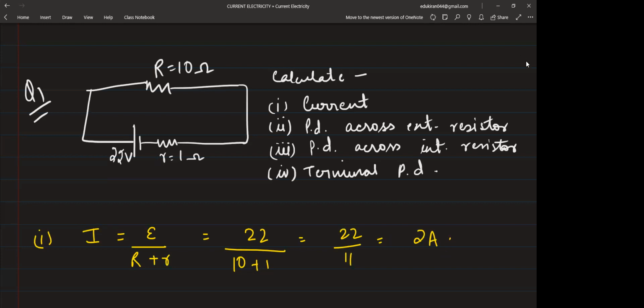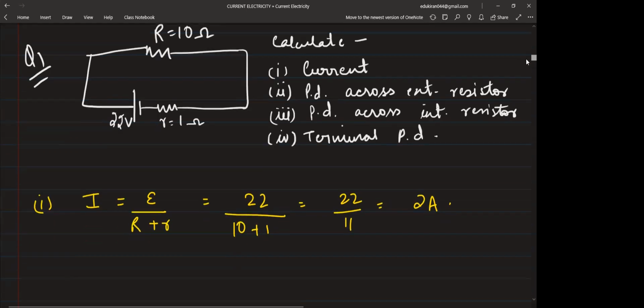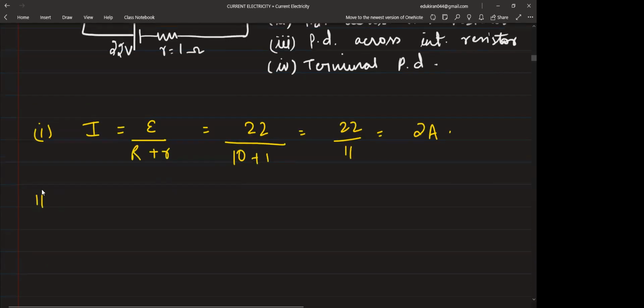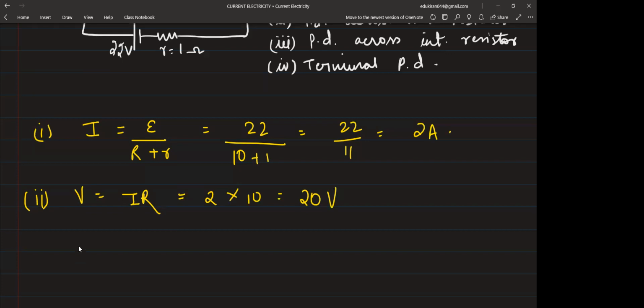Second part, potential difference across external resistor. What did I tell you? Current multiplied to the external resistor. So current we have calculated 2 and external resistor is 10. So potential becomes 20 volt.